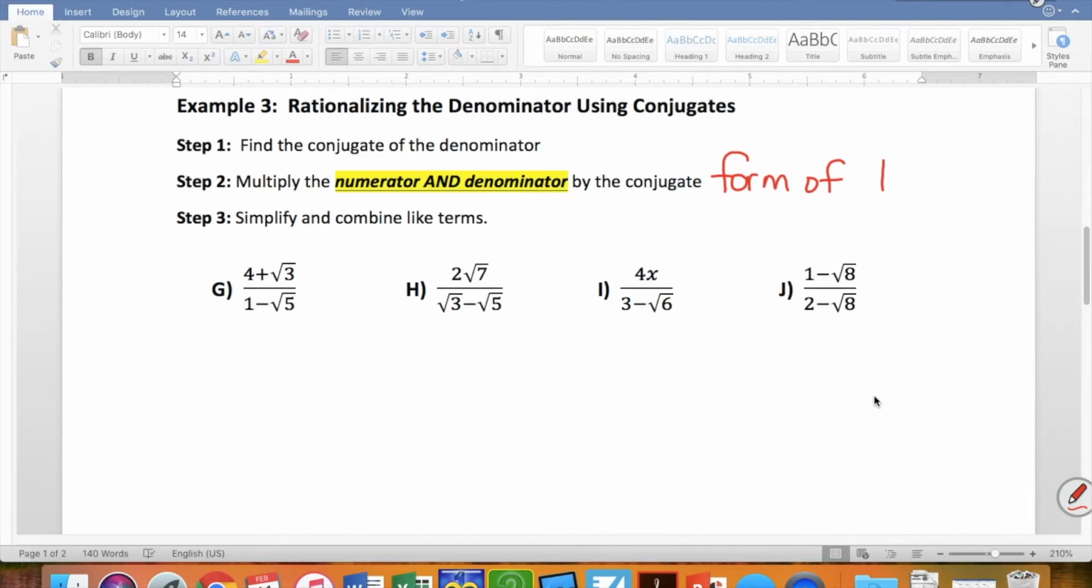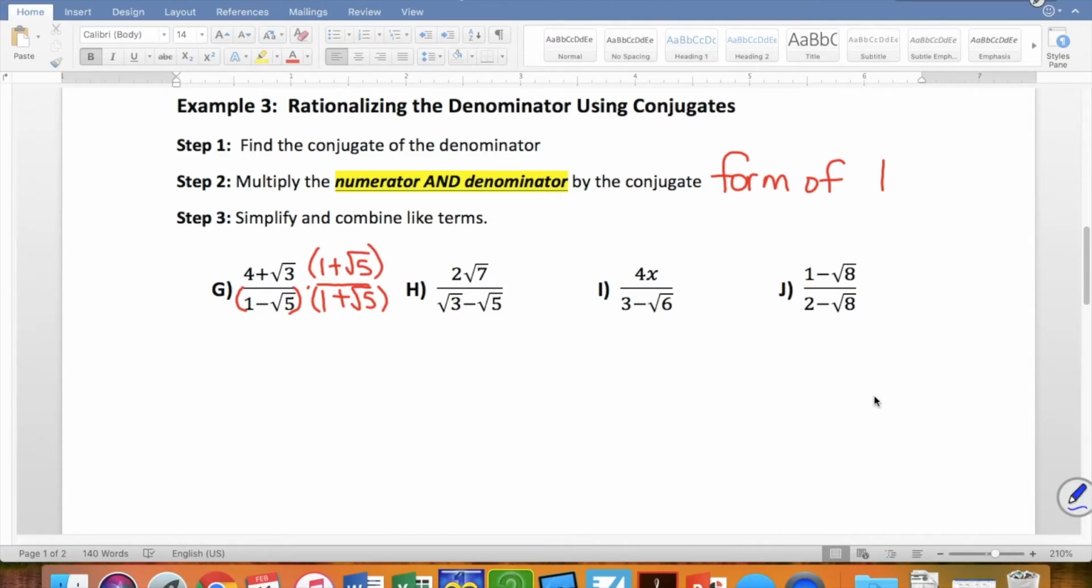So looking at problem G, this is basically why binomials come in handy. I'm going to multiply both the numerator and the denominator by 1 plus the square root of 5, which would be the conjugate here. So 1 plus the square root of 5. I have to multiply both the top and the bottom.